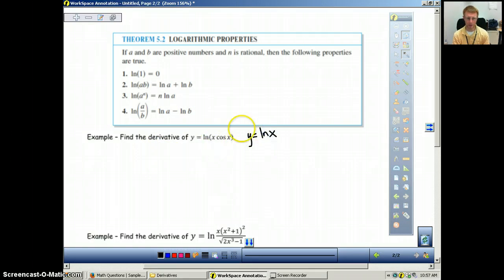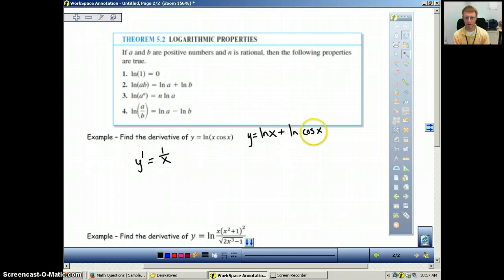Remember, this is multiplied, so therefore we're going to separate it into 2 natural logs. The ln of x plus the ln of cosine of x. Now we can take each one of these derivatives separately. The derivative of ln of x is just 1 over x.